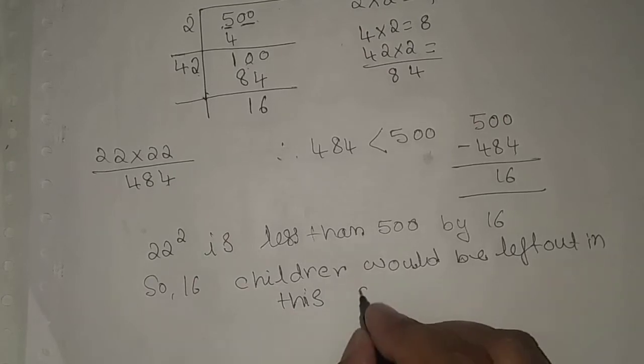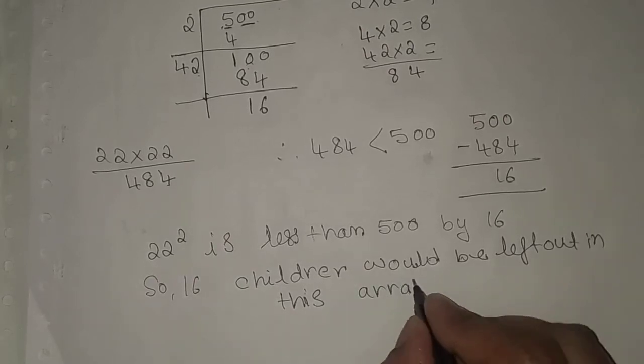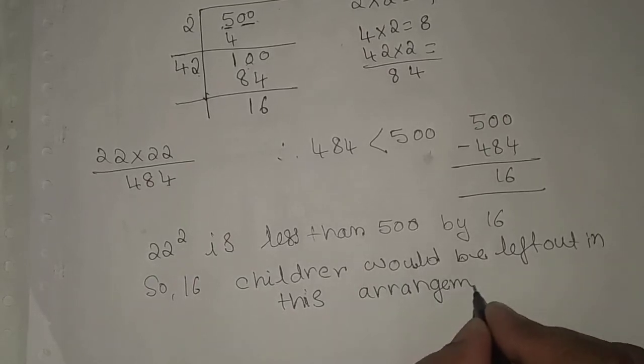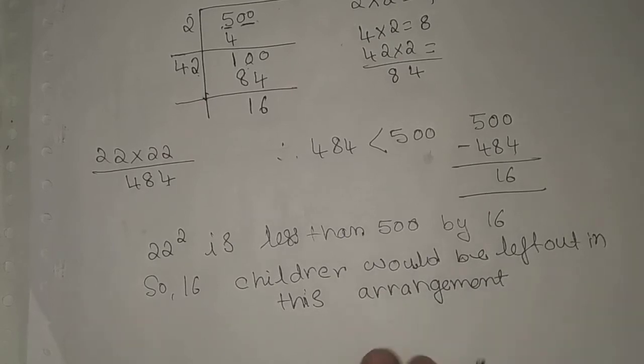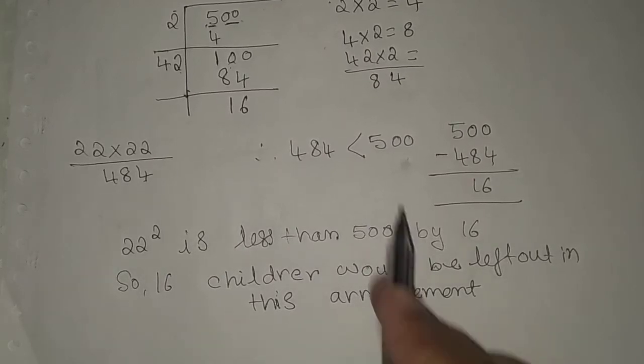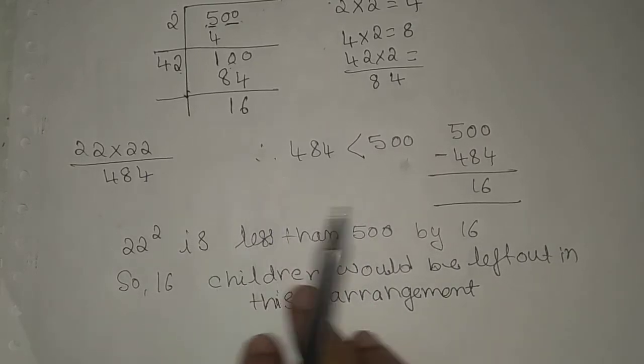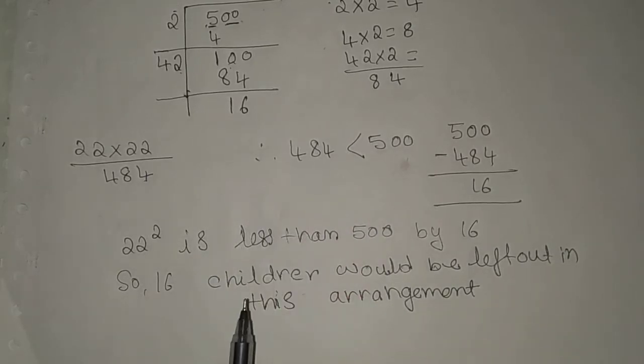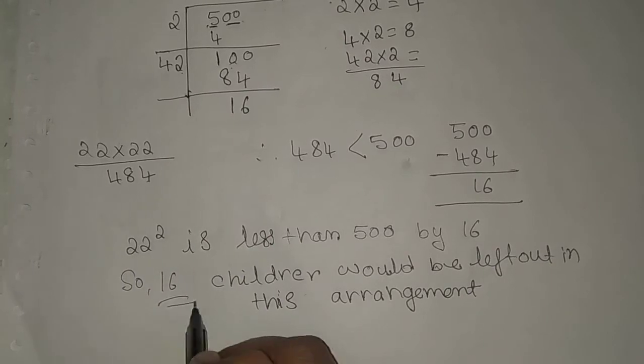So in the school there is a PT, there the students are standing in rows and columns. So the question was, how many students are left out in this arrangement. So the way they had arranged was rows and columns. While solving this we found out that 16 students were left out in this arrangement. So this is the solution.